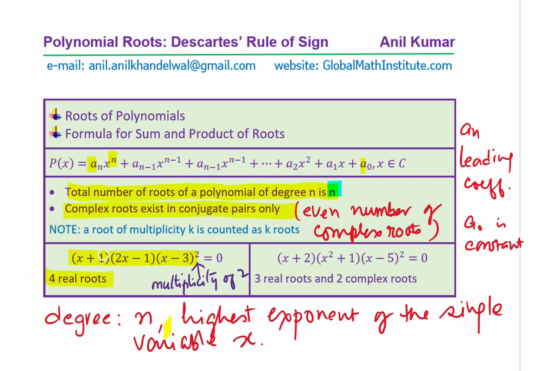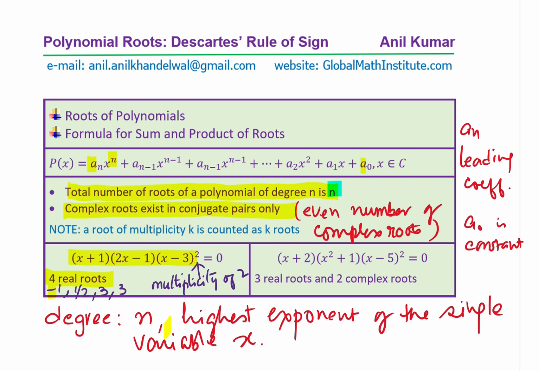We have 1 negative root and 3 positive roots. Do you see that? 1 negative root, which is minus 1, and 3 positive roots, which are half, and then we have 3, and we have 3. So these are the 3 positive roots. In all, 4 roots. You see that.